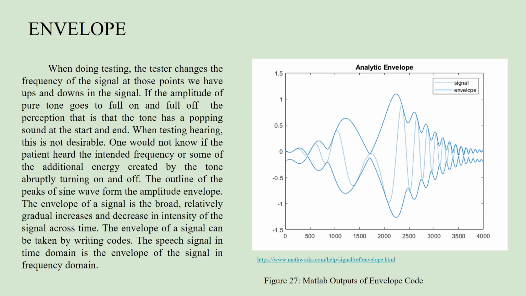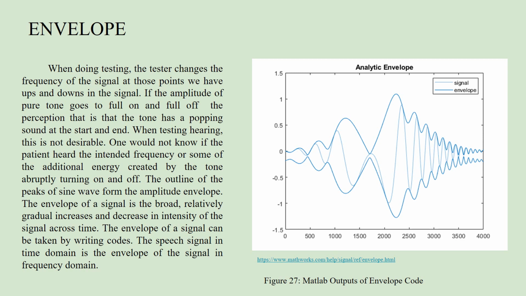And now we come to the envelope of a signal. When doing testing, the audiologist changes the frequency of a signal. And at those points, we have ups and downs in the signal. If the amplitude of a pure tone goes to full on and full off, the perception is that the tone has a popping sound at the start and end. When we are testing hearing, this is not a desirable thing, because we cannot know if the patient heard the intended frequency or some of the additional energy that was created by the tone turning up and down.